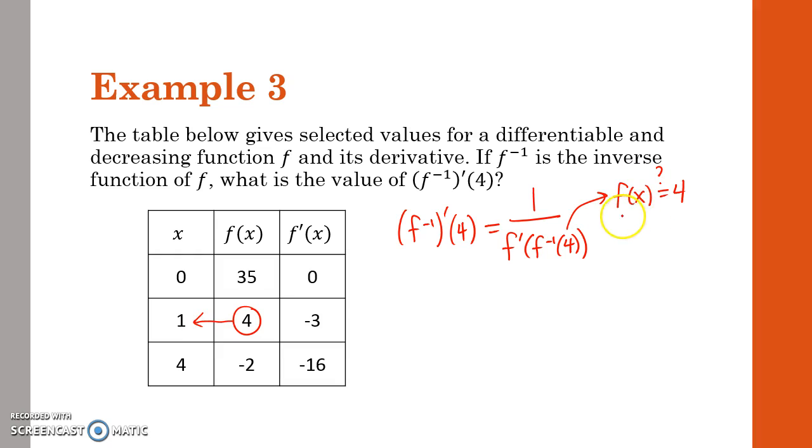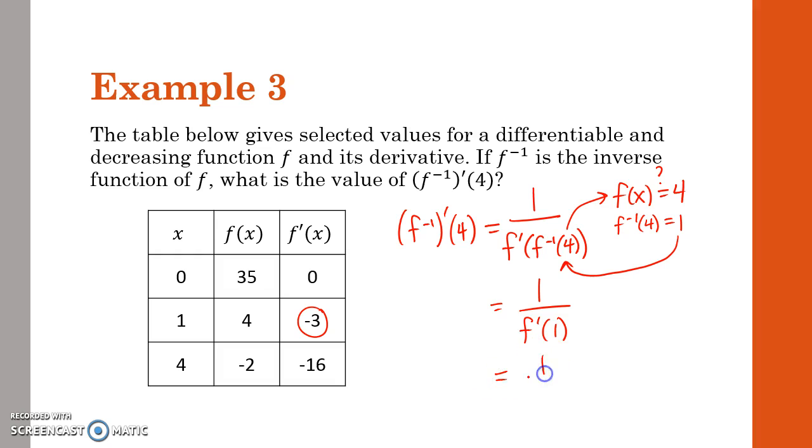So in other words, f's inverse of 4 would have to equal 1. We're going to plug that 1 into the equation, so we end up with 1 over f prime of 1. Now go back to the table. At 1, f prime is negative 3. So this becomes 1 over negative 3, or negative 1/3. And that is the end.